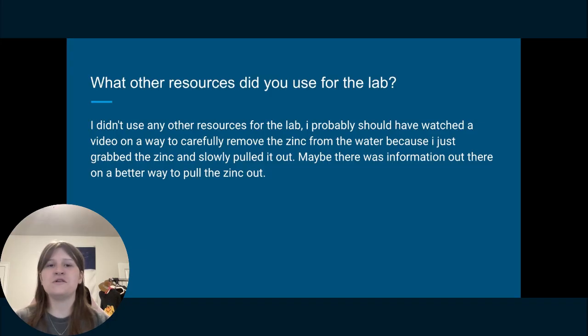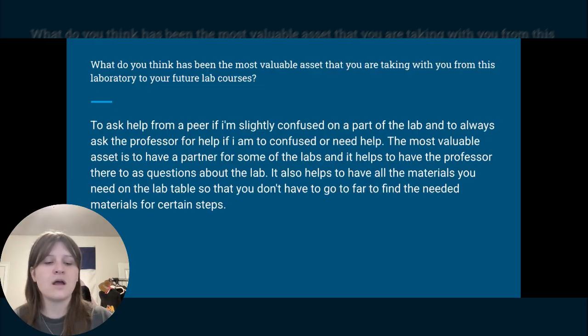What other resources did you use for the lab? I didn't use any other resources for the lab. I probably should have watched a video on a way to carefully remove the zinc from the water, because I just grabbed the zinc and slowly pulled it out. Maybe there was more information out there on a better way to pull the zinc out so that the lead stayed on, so that I could have weighed and measured it out correctly. So there were probably slight differences in everything.